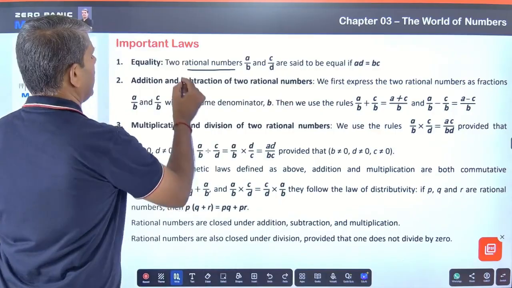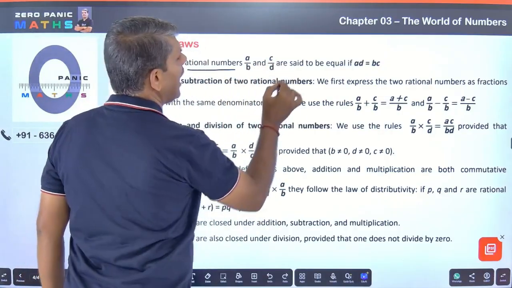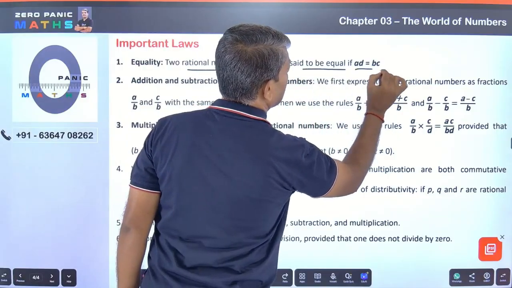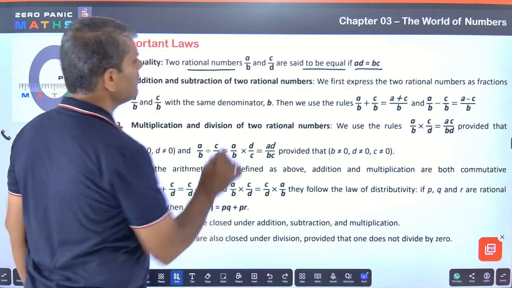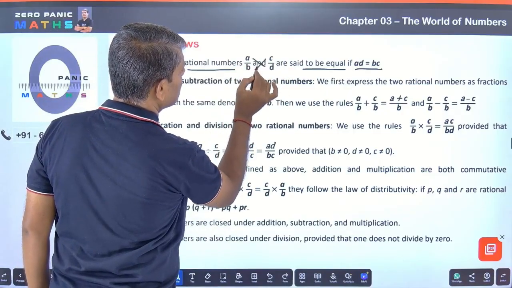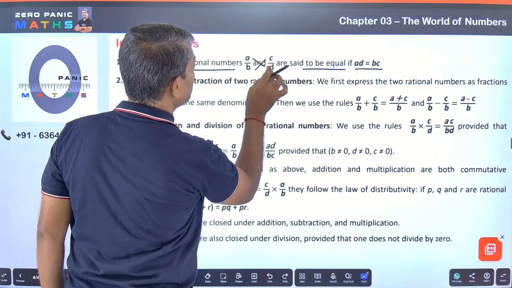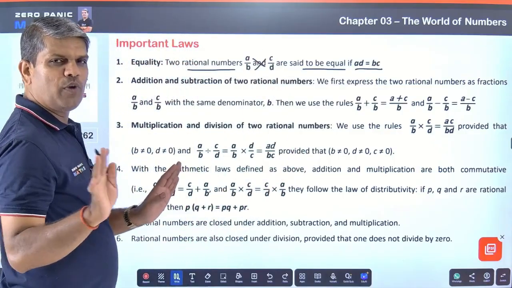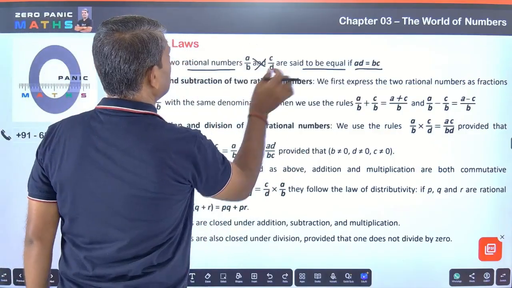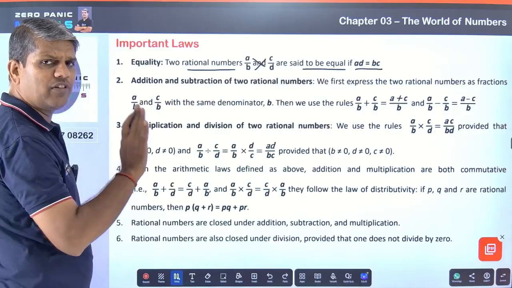Now, two rational numbers A by B and C by D are said to be equal when AD is equal to BC. It's very simple. When A by B and C by D, the cross multiplication should happen. A into D should be equal to B into C. Okay, obviously. So that is the first rule. There is nothing to explain more. I will not explain it.